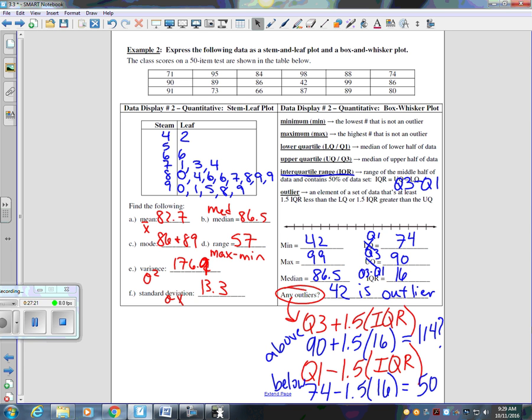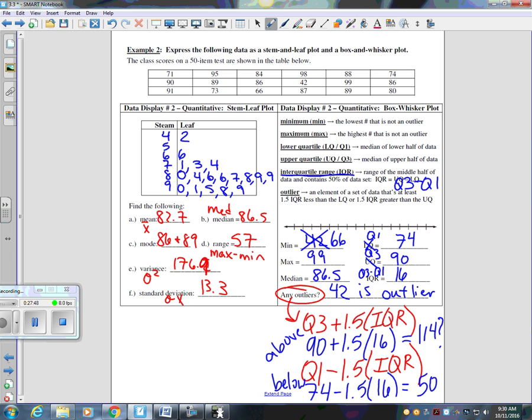Okay, so this is not hard. It's just a lot to remember. What you have to do, if there's an outlier, you have to go back and cross it out as your minimum, since it's an outlier. It's no longer the minimum. And you put in the next number next to it. What's the next number up from 42? 66. Okay.